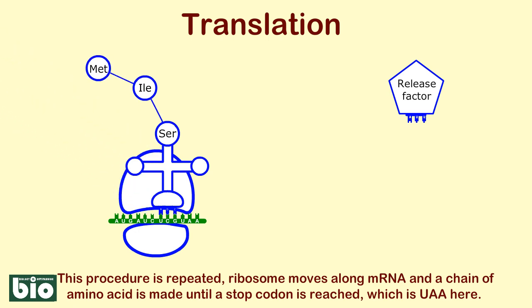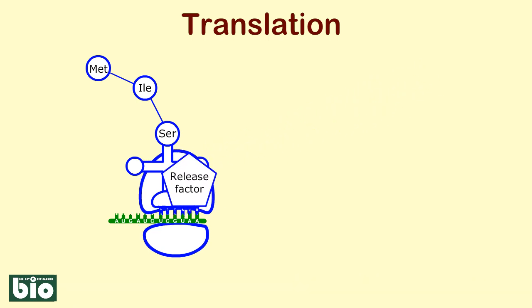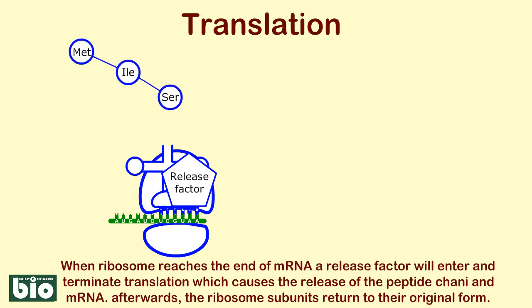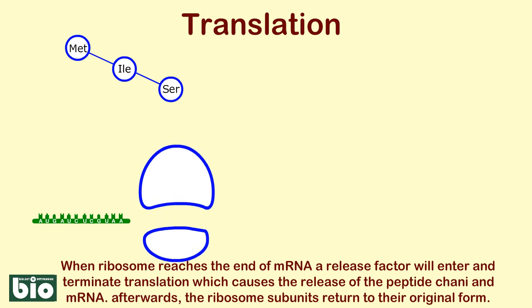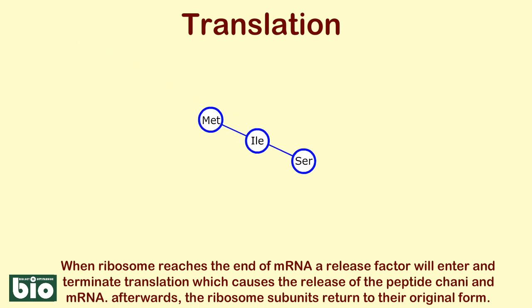Translation goes on until a termination codon is reached, which is UAA here. When ribosome moves to this codon, a release factor enters and signals the termination of translation. Then the amino acid chain is released, also the mRNA strand and the last tRNA both leave the ribosome. Finally, ribosome subunits return to their initial form. The protein is now made and ready for folding to become functional, which we will explain in the next videos.